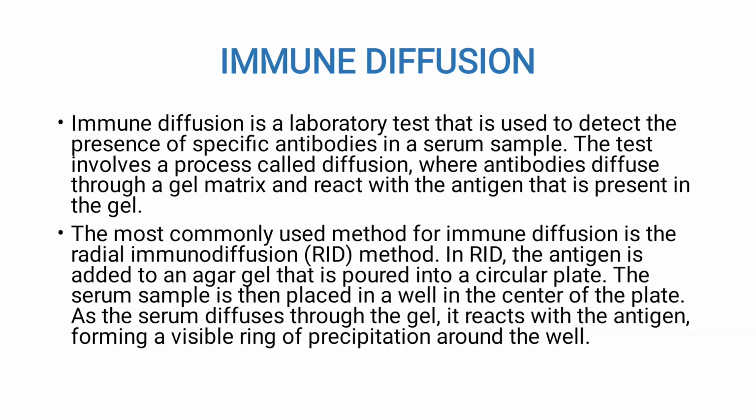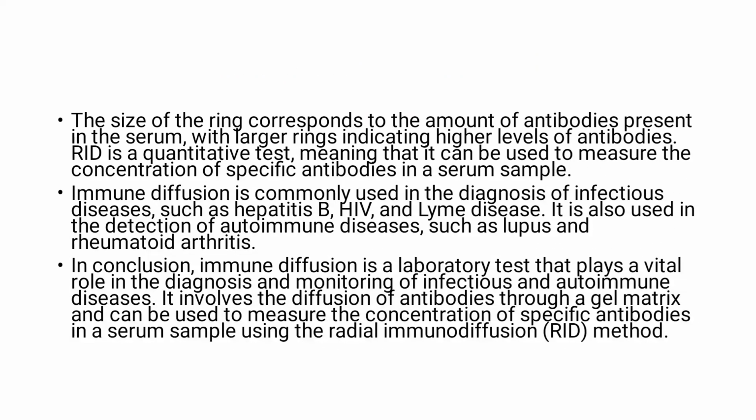The most commonly used method is the radial immunodiffusion method. Here the antigen is added to an agar gel. Then we need to pour this in a circular plate. Then the serum sample is placed in a well that will be in the center of the plate. As the serum diffuses through the gel, it will react with the antigen and form a visible ring of precipitation around the well. The size of the ring corresponds to the amount of antibodies present in the serum.